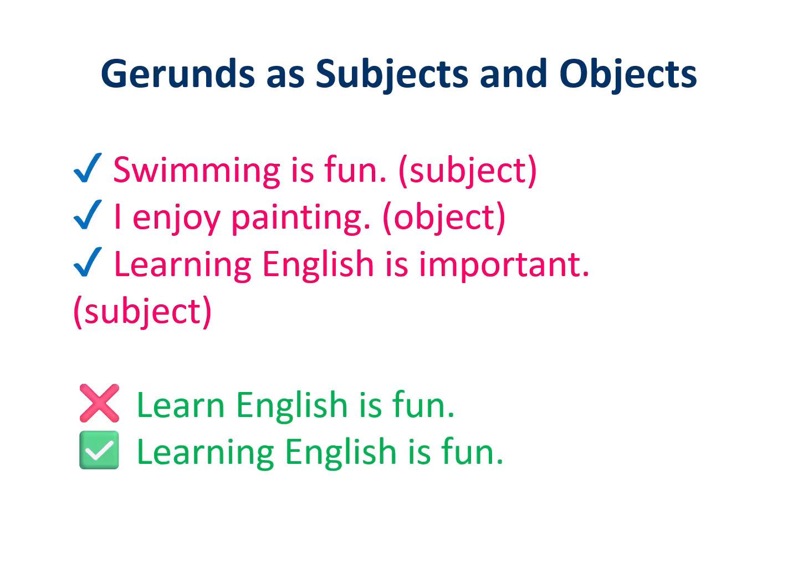Gerunds are often used as the subject or object in a sentence. Swimming is fun, here, swimming is the subject. I enjoy painting, painting is the object. Don't say learn English is fun, say learning English is fun.